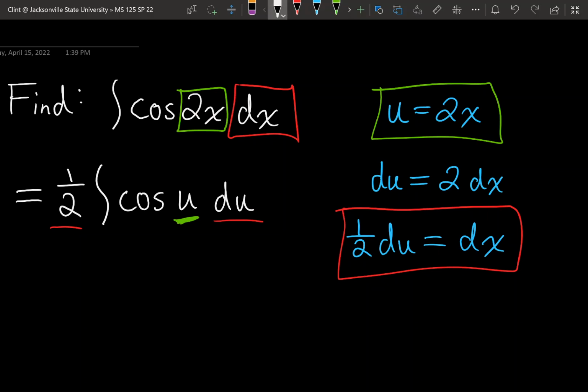So then, now with cosine of u, we can find that antiderivative. It's just one of our basics. We'll have 1/2 times, what's our antiderivative of cosine?